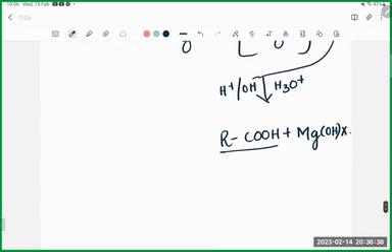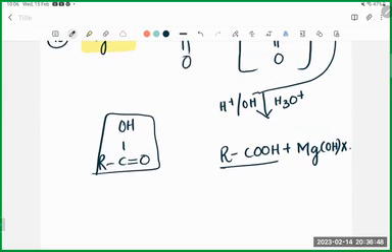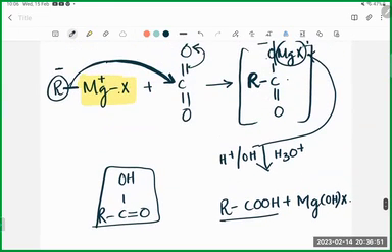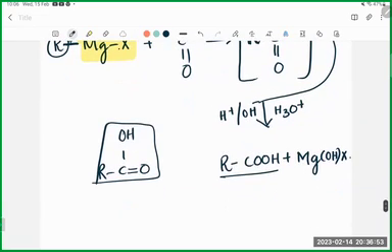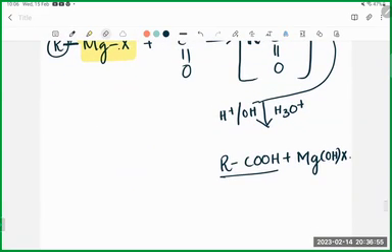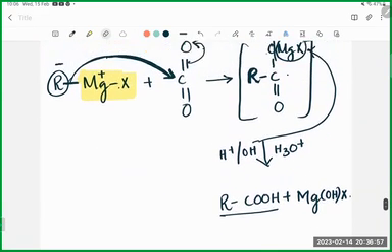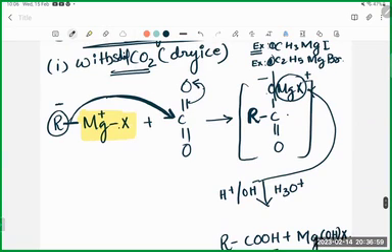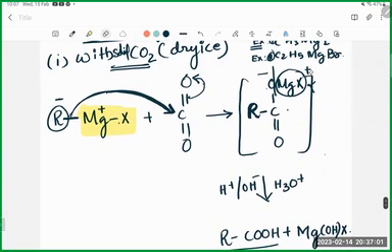So what do you get as the product? R, sorry, C single bond OH, correct? And we have double bond O. What do you call this compound? The carboxylic acid. Same way, the double bond can be drawn anywhere, no worry. That way the four valency is always maintained. And then the byproduct MgOHX. Clear, Hridaya? Yes, ma'am. This part is clear to you?